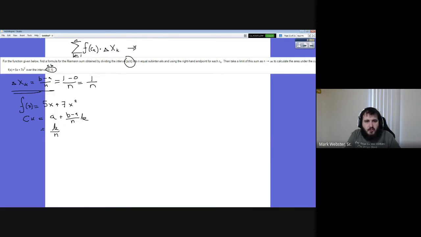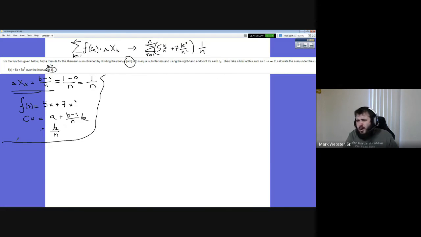So what this turns into for this problem is plug in k over n: 5 times k over n plus 7 times, square it, k squared over n squared. And then we're going to multiply that by delta x k, which is 1 over n. This is our Riemann sum. Now all we're going to do is take it and put it together. So what do we do?